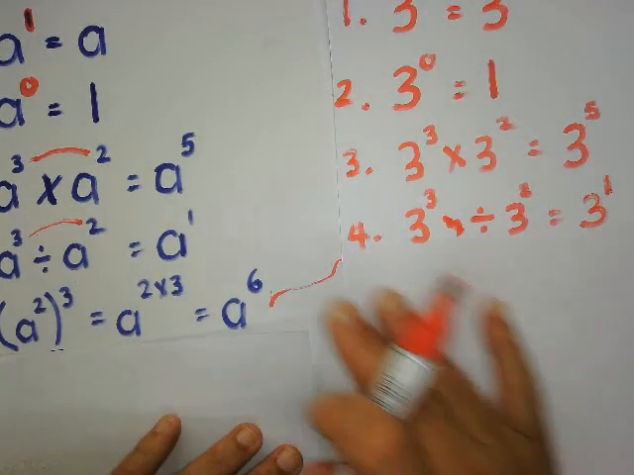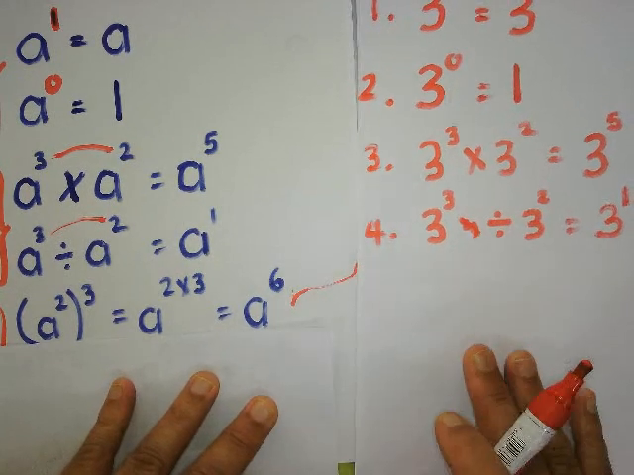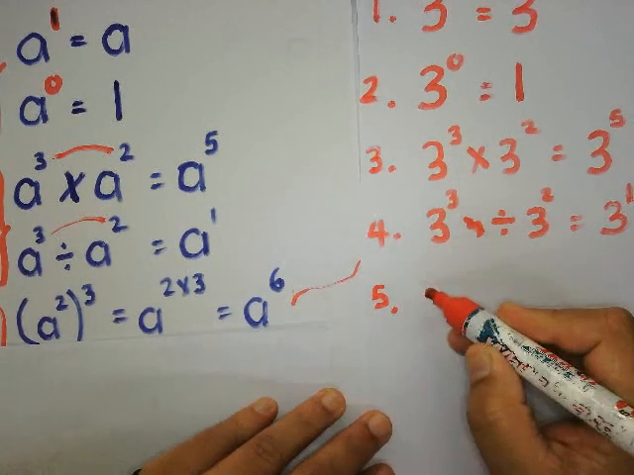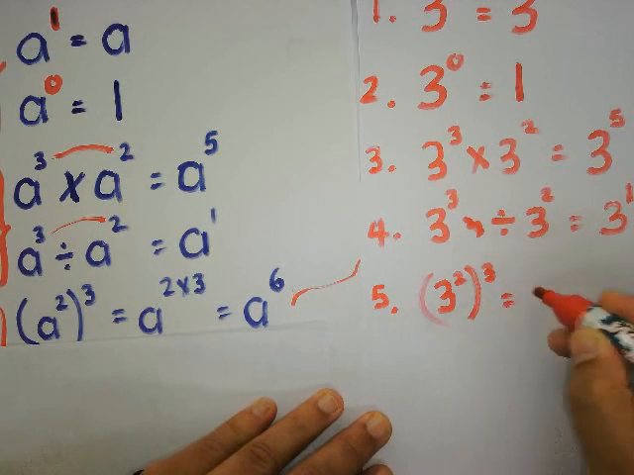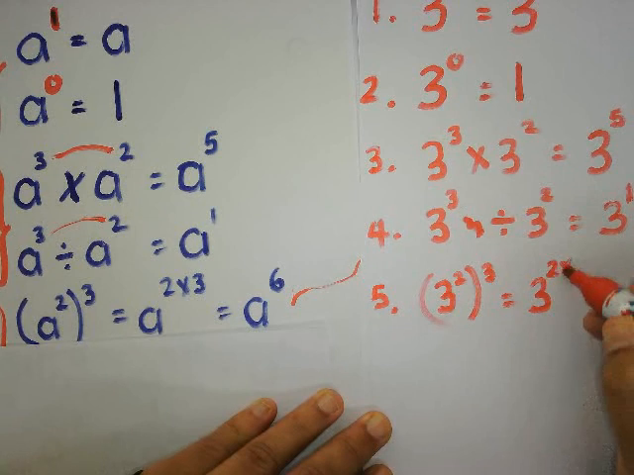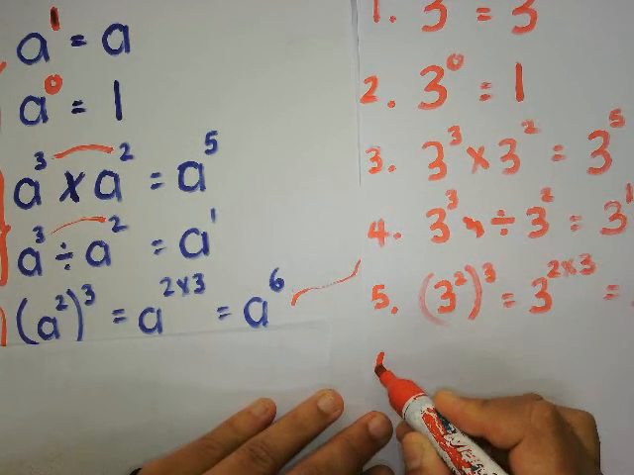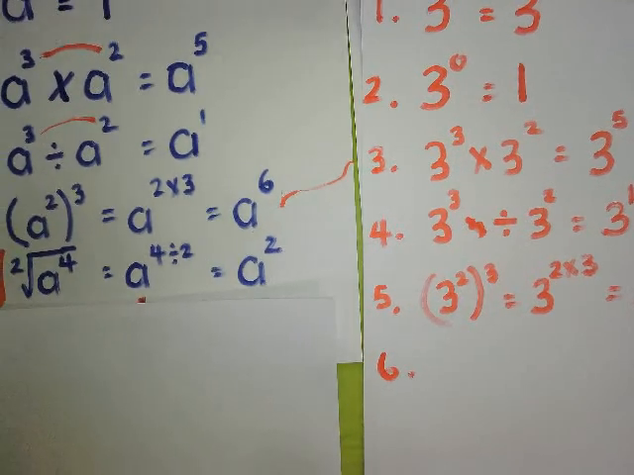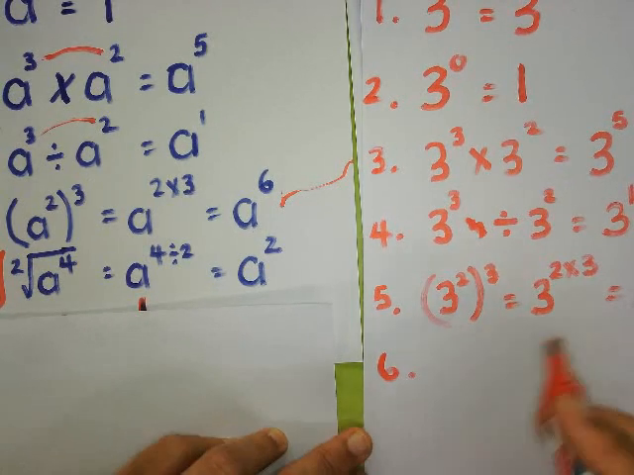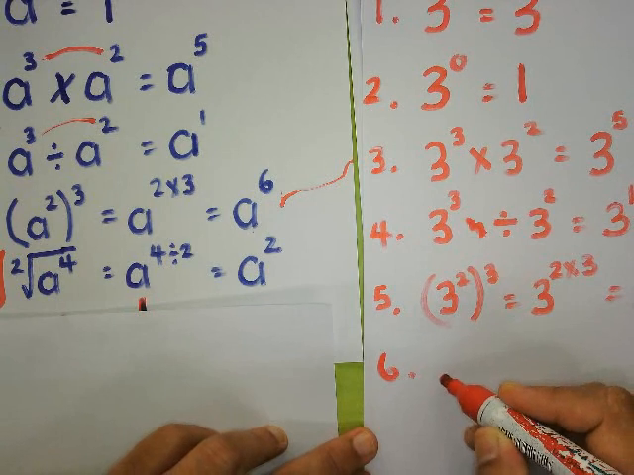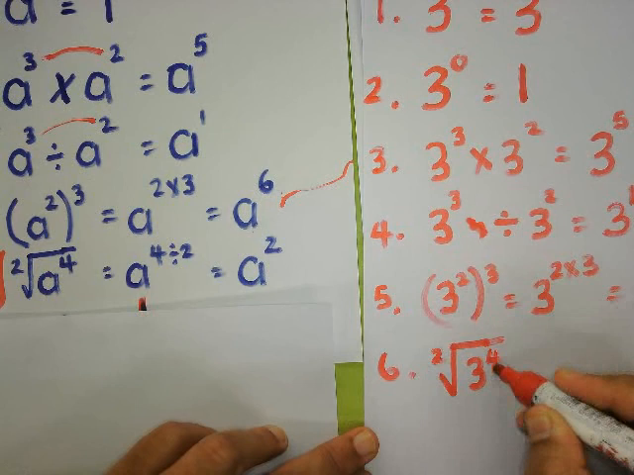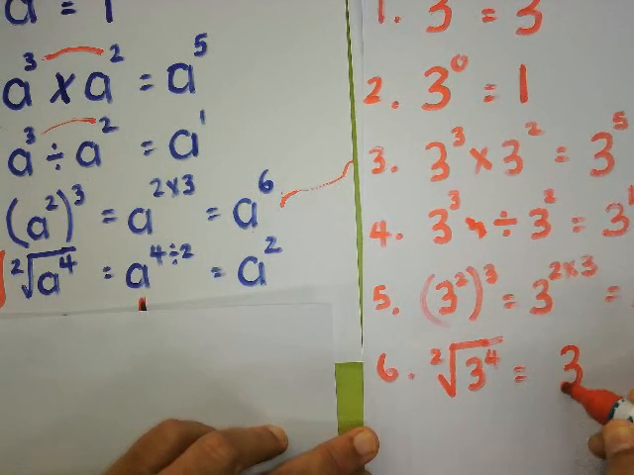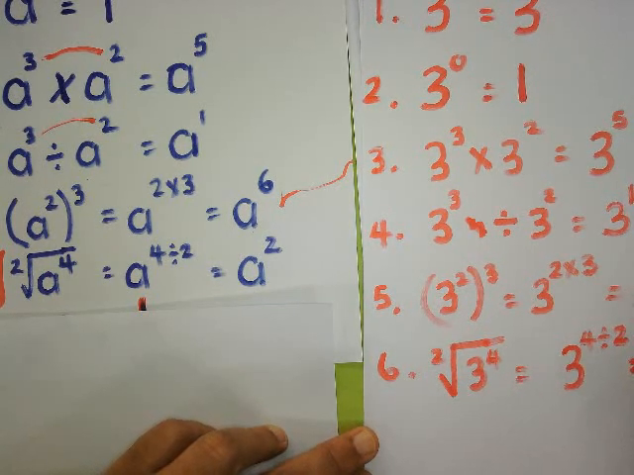Okay. Example number 5. If the number is in the bracket with an exponent and there's an exponent outside the bracket, then I keep the base, I multiply the exponents. So that will give me 3 to the power of 6. Rule number 6. If I have a number in a root, let's make that number 3. It's the square root of 3 to the power 4. To get rid of the root, I keep the base and I divide the exponents. So 4 divided by 2 is equal to 2.